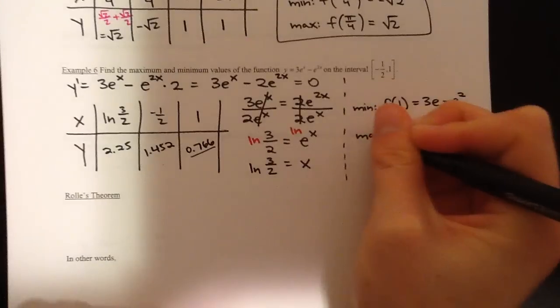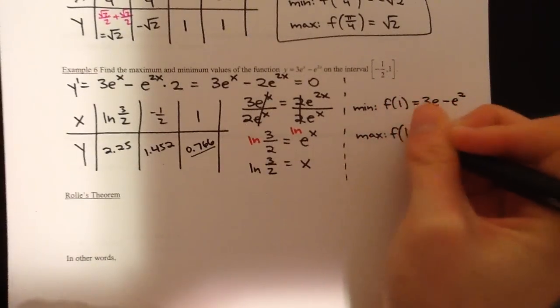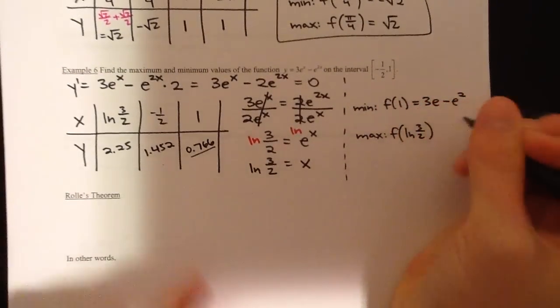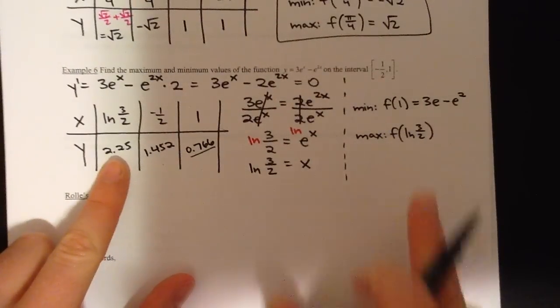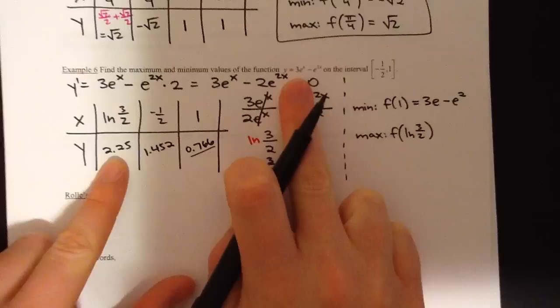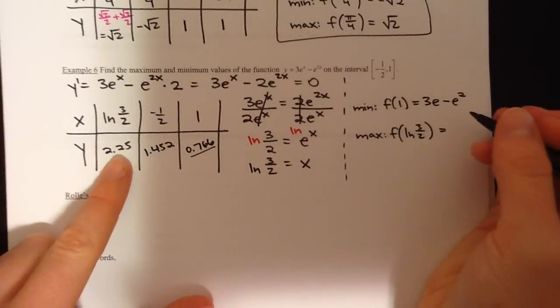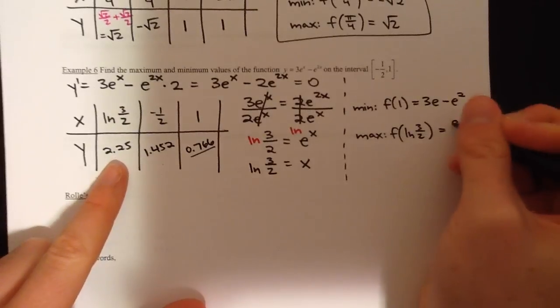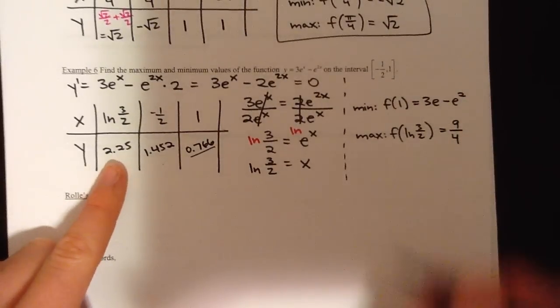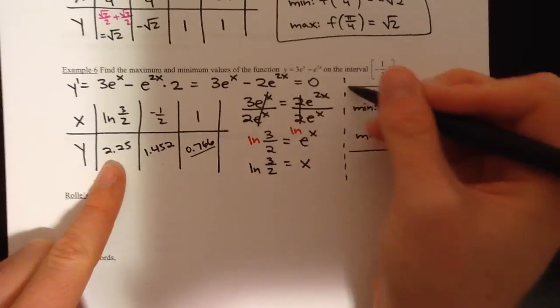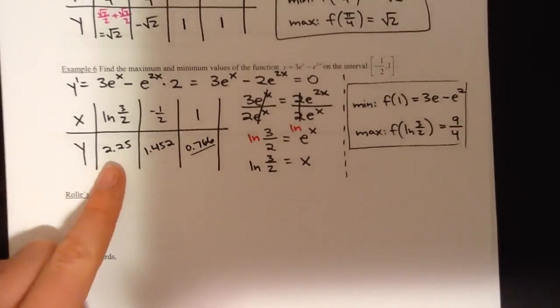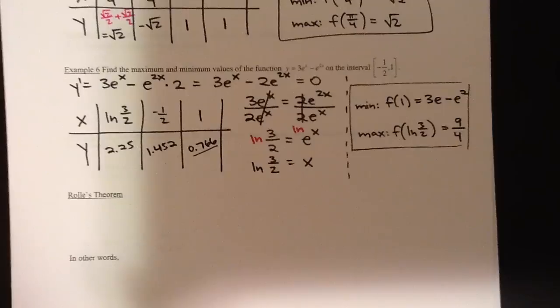And then my maximum occurs at the natural log of 3 halves. The reason this came out so nice and neat is because when I plug natural log functions into exponential functions, things get really nicely cleaned up. So 2.25, that is 2 and 1 quarter, which is 9 quarters. Let's get a nice neat value there. So those are our maximum and minimum values. We use the endpoints as well as the critical points.